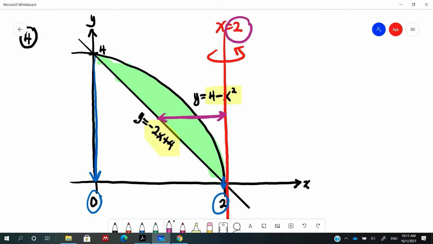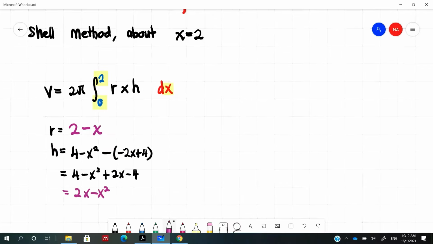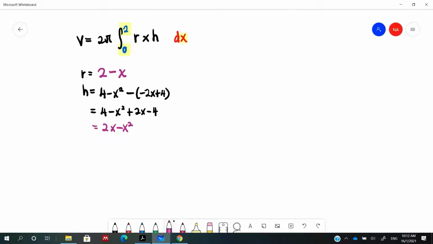So 2 is the axis. You have to take 2 first, not x, because the region is at the left side, so the axis is more to the right. So 2 minus x. Okay, so that is your radius. So you have obtained the radius and the height. You can substitute inside the formula for volume. It should be 2 pi, integrate from 0 until 2.